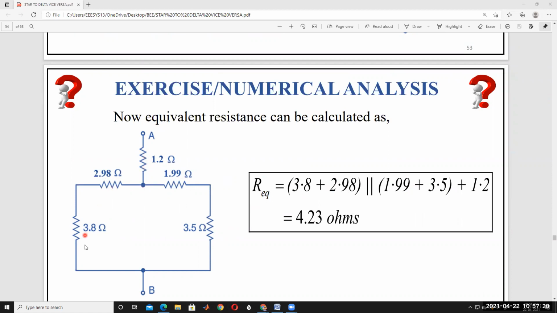So these two become parallel. That's why this is called parallel. This resistor and this resistor are parallel, so R1 R2 by R1 plus R2. Do that and you will get R equivalent, which is 4.23. Am I right? This is the one numerical problem.